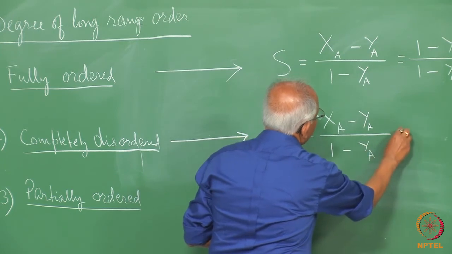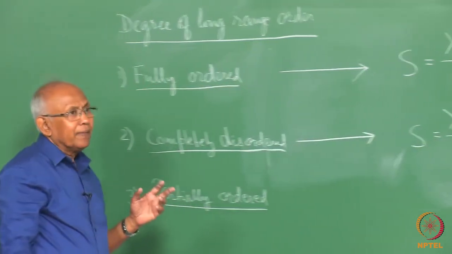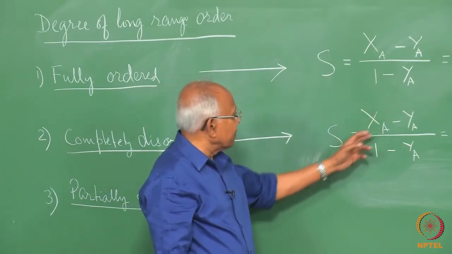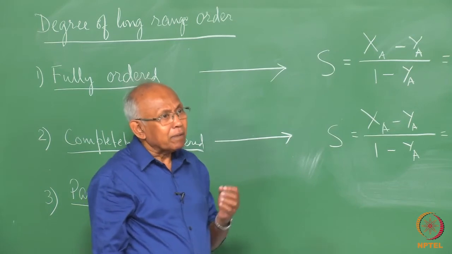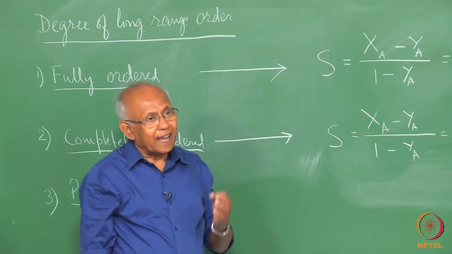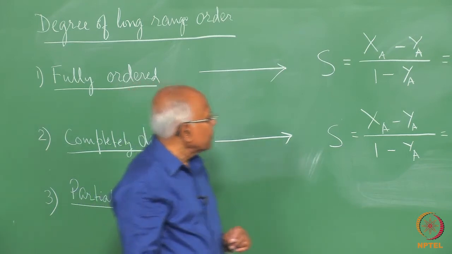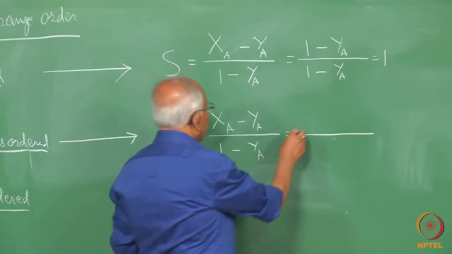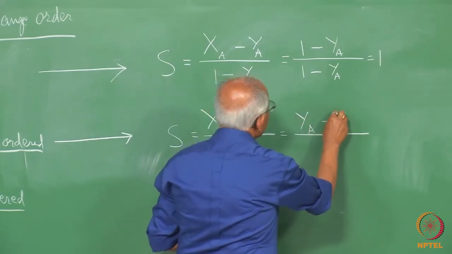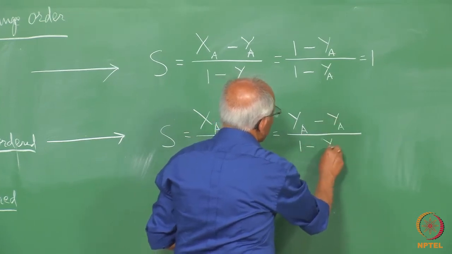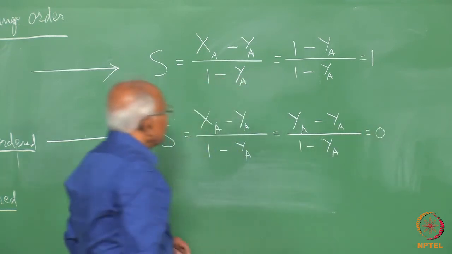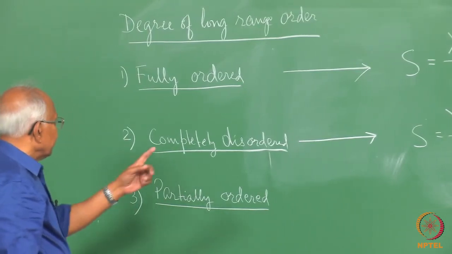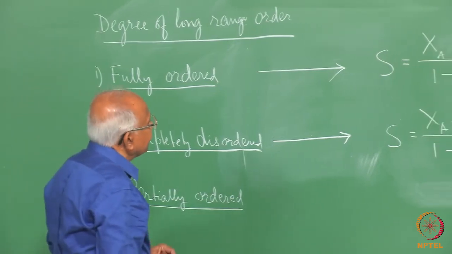Again, this is the expression, and here, for the number of A sites occupied by A atoms, the maximum fraction x a can be equal to the fraction of A atoms actually present in the material. So, here x a becomes the same as y a. So, we can write y a minus y a divided by 1 minus y a, which becomes equal to 0. So, we see that if you have a completely disordered material, then the value of the long range order parameter S is 0.